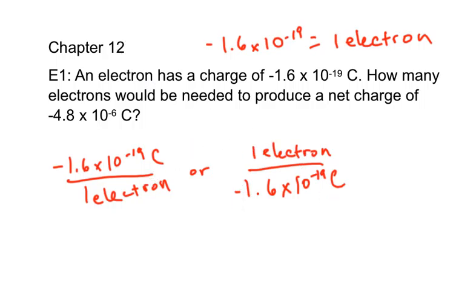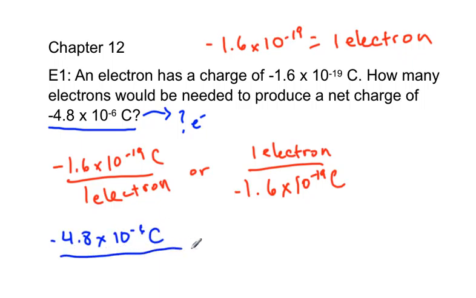We don't start with that. We start with the thing we're given. We have this many coulombs. We want to convert that to electrons. Okay, so let's start that in our railroad track. That's the way I like to do it.